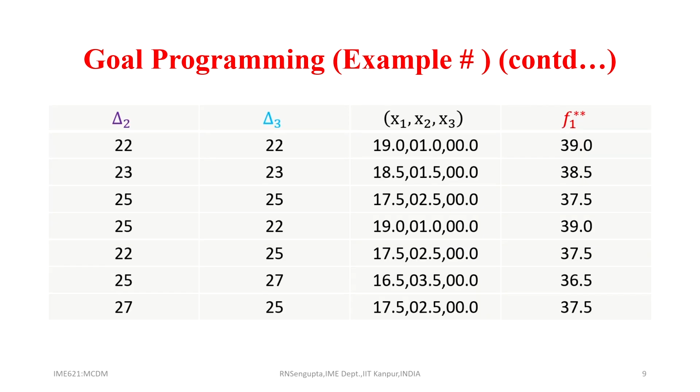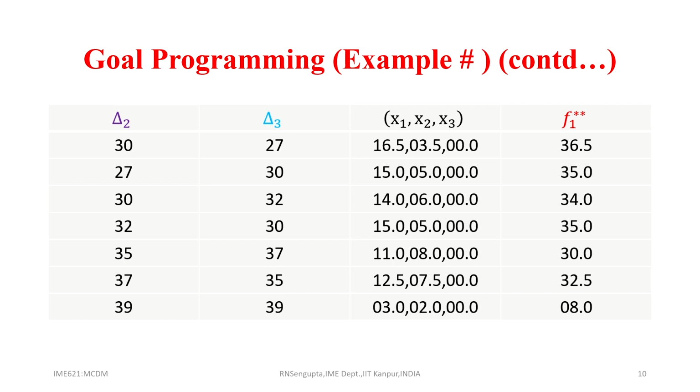We took different values of delta 2 and delta 3, which are to be subtracted from F2 star and F3 star. The combinations are given in the first 2 columns: column 1 is delta 2 in violet, column 2 is delta 3 in blue, and the combinations of x's are given in the third column, with F1 double star, the corresponding changed values of objective function 1, given in the last column. This is the so-called solution of the first objective, considering the second and third objectives in the constraints.